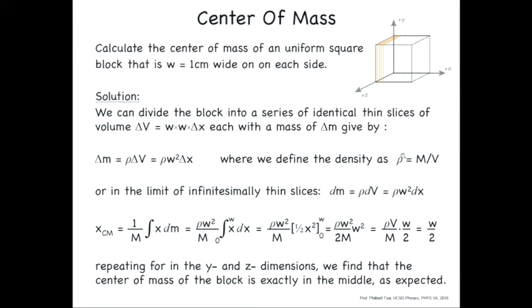And again, we've defined the density as the mass per unit volume. If we take this to be an infinitesimally small slice, not delta m, but dm, then we just replace the delta x with a dx. So we have rho w squared dx, and that's what we're going to plug in here. Our dm becomes rho w squared dx. So I have x rho w squared dx.